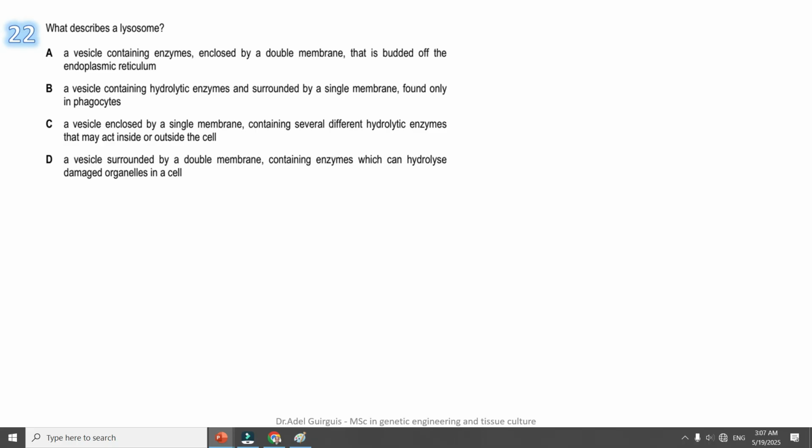22. What describes a lysosome? Letter A, a vesicle containing enzymes enclosed by a double membrane that is budded off the endoplasmic reticulum. Letter B, a vesicle containing hydrolytic enzymes and surrounded by a single membrane found only in phagocytes. Letter C, a vesicle enclosed by a single membrane containing several different hydrolytic enzymes that may act inside or outside the cell. Letter D, a vesicle surrounded by a double membrane containing enzymes which can hydrolyze damaged organelles in a cell.